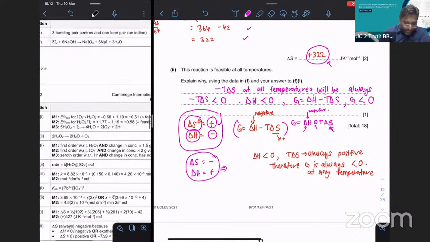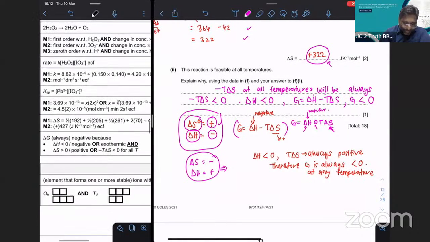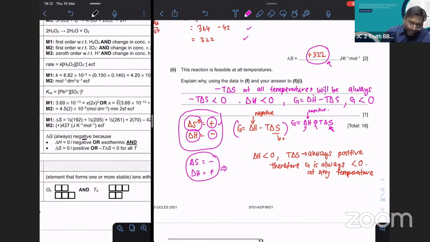If you look at the marking key also, you see Gibbs free energy is always negative. Why? Because delta H is always going to be less than 0, and delta S is always positive, so negative T delta S is always less than 0. All the information that you need is all there, and make sure you say all temperatures. So you just write down accordingly.